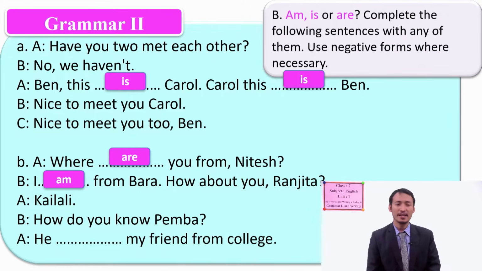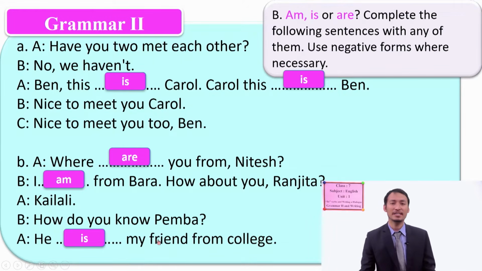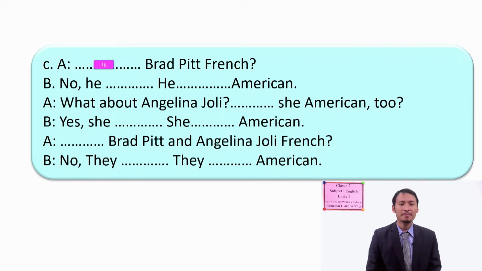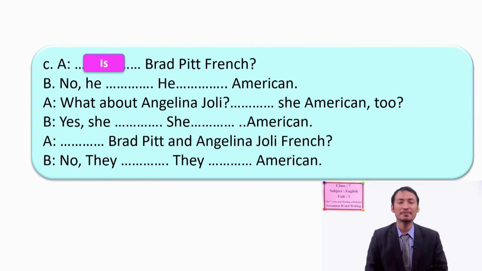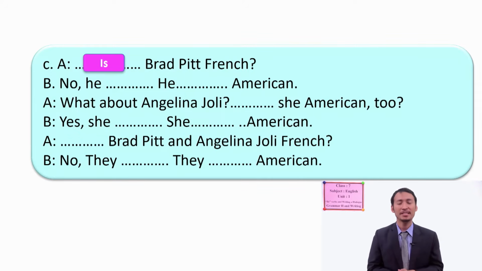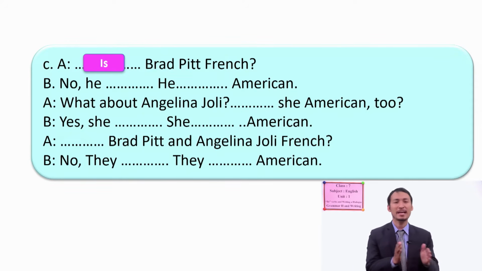Kailali. Ranjita says Kailali. How do you know Pemba? Here he says he is my friend from college. Okay, students, so we have supplied the correct be verbs in this part of the dialogues as well. Now let's have a look at another part of the dialogue here. Is Brad Pitt friends here with the be verb is? We can also make a question. Okay, students, so do you know, is Brad Pitt friends? So is, am, are, we can put them at the beginning of a sentence and make a question.